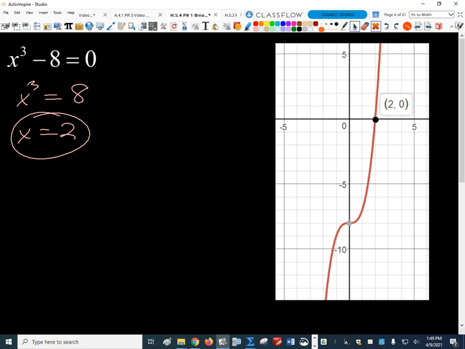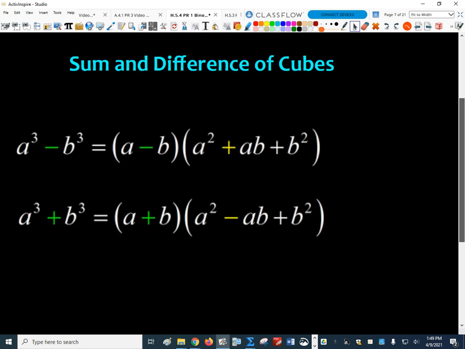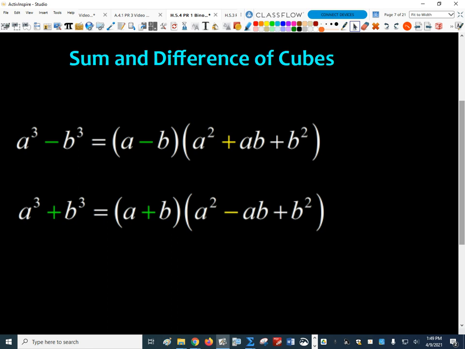Well, here's what we do. Everyone sees the dilemma here, right? We didn't get them all. We only got one of the three, okay? There must be a complex conjugate pair of zeros that we lost somehow. Okay, here's how we do it. We've got to introduce some new patterns. So we already know that the sum of squares has no pattern and the difference of squares has this conjugate pattern. There's two other patterns though, the sum and difference of cubes that we also need to learn.